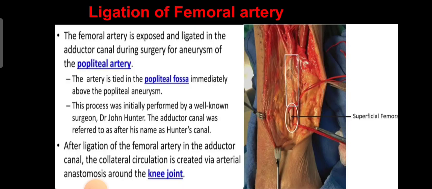Then we have ligation of the femoral artery. The femoral artery is exposed and ligated in the adductor canal during surgery for aneurysm of the popliteal artery. Aneurysm means the localized ballooning of the artery. So for treating the aneurysm of the popliteal artery, we have to ligate the femoral artery in the adductor canal. This surgical procedure was first done by Dr. John Hunter. That's why adductor canal is known as Hunter's canal.